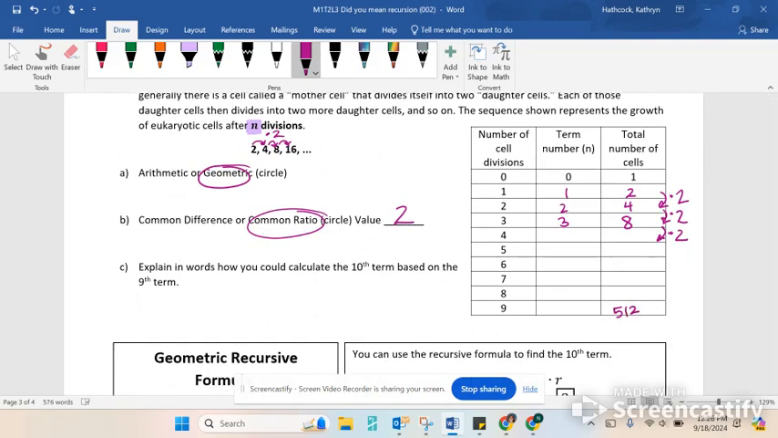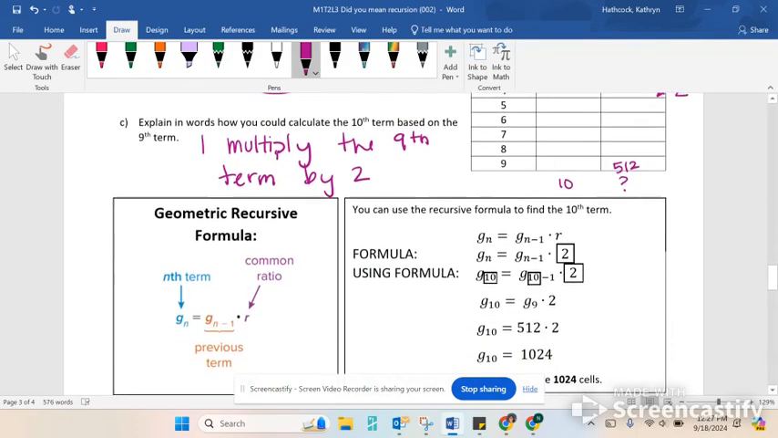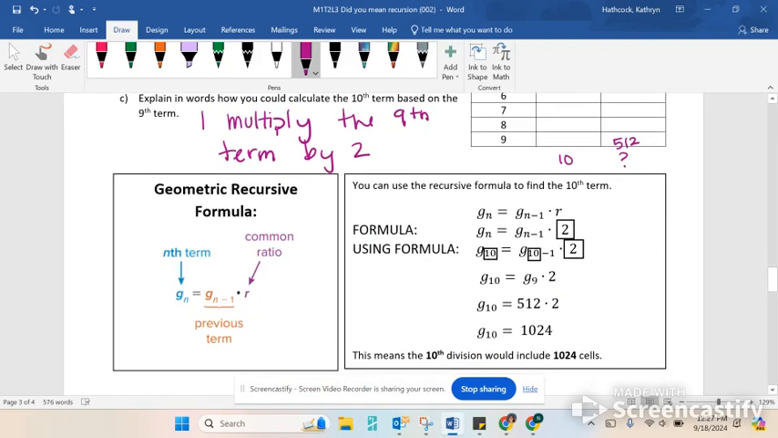Now, you'll get 512 as your 9th term. So how do we figure out our 10th term based on the 9th term? And you know what to do. How would you get the next number? If this is a 10 right here, what's this number going to be? Multiply your 9th term by 2, you'll get the next number. You guys have done a really good job with that so far. I've been hearing good things about what's happening in your classes.